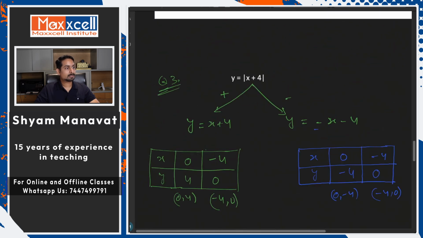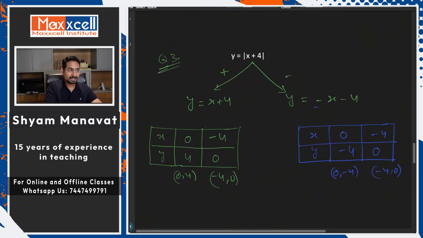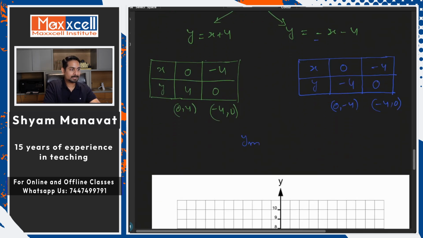Now again, tell me one thing, y is equal to mod of some expression, and you don't have anything apart from that, here, there, left, right, plus, minus. So again we should say what? The minimum value of this mod could be 0. The outcome of this mod cannot be negative, so the minimum value for the mod is 0. That means y minimum again is 0 for y equal to mod of x plus 4.